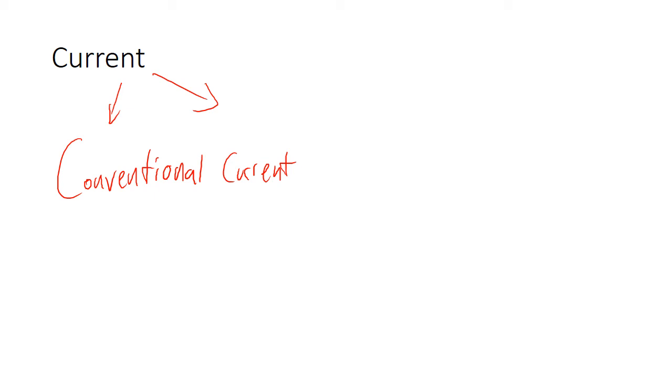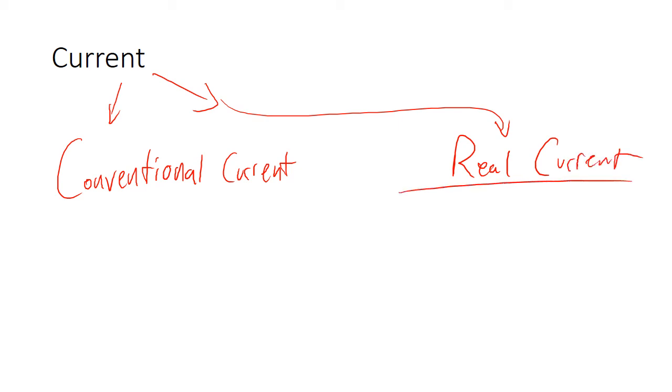We do need to talk a little bit about current. Okay, so there are, get this, two types of current. So there is something called conventional current. And then there is something called real current. Let's talk about real current first. Real current is the flow of electrons.